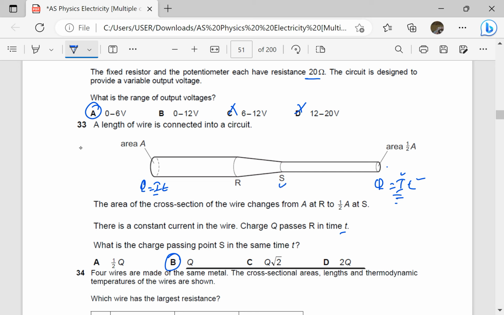The same charge will pass through point S as that passing through point R, because they said charge Q passes R in time t. So the charge passing R is the same as the charge passing S, because charge is equal to I times t, the current is the same and the time is the same, so the charge is the same. The answer is going to be B.